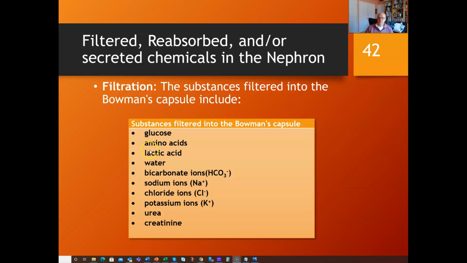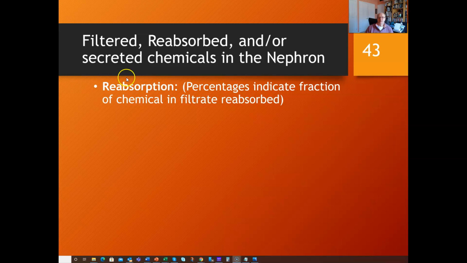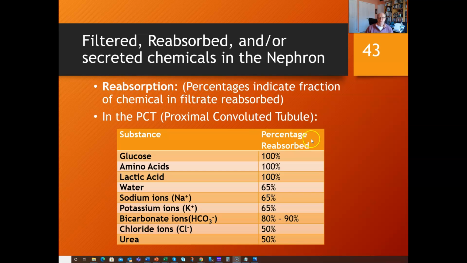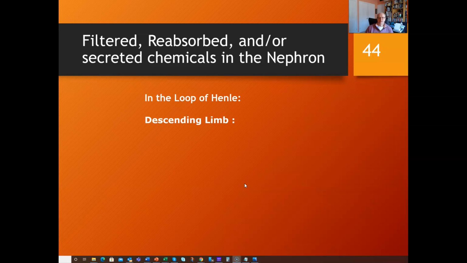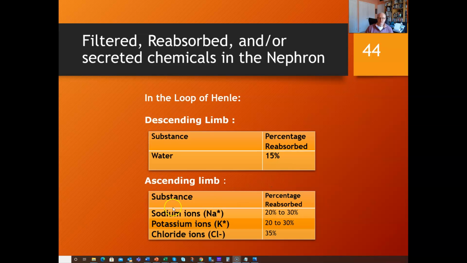So a lot of these things we want back, so we have reabsorption that will take place. So this will tell you what's reabsorbed. In a healthy person, all your glucose is taken back in. All your amino acids and lactic acid is taken back in. And then the rest in proportion here, which you should really pay attention to. In the loop of Henle, 15% of the water is reabsorbed. That's in the descending limb. In the ascending limb, sodium ions, potassium ions, and chloride ions, to those extents, are reabsorbed.